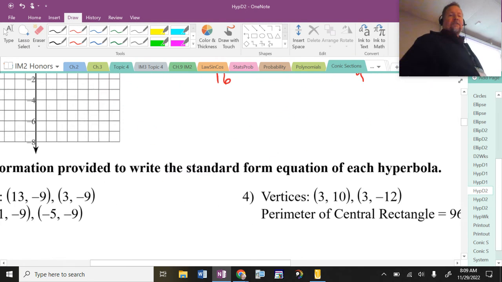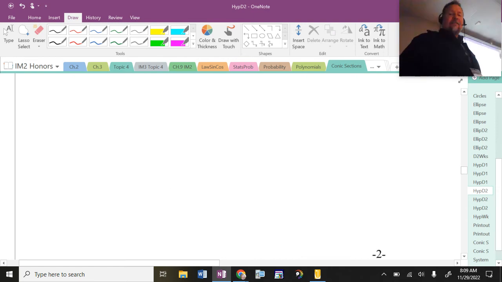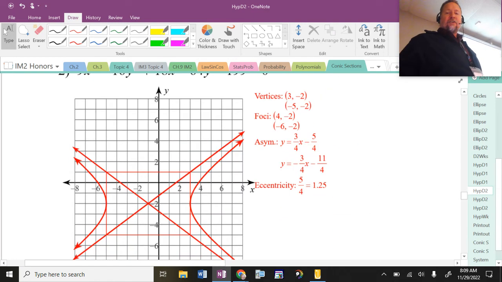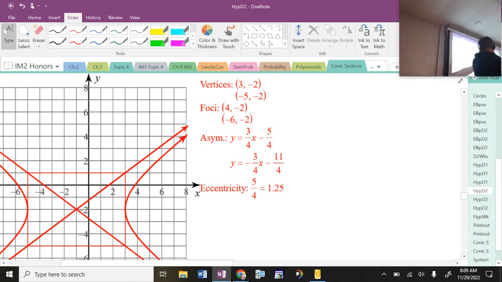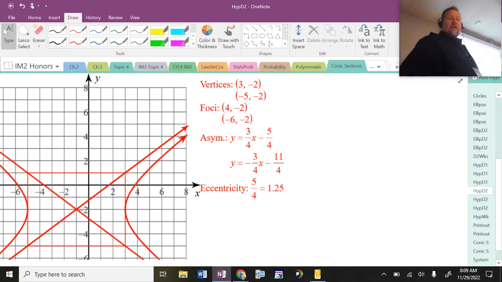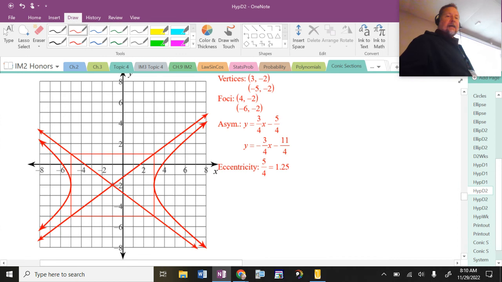from the center. So for movie purposes, I guess I could cheat and just go to the answers here and show that. Okay, so 5 right and 5 left from the center. We have that. And then the asymptotes rise 3, run 4. So you see those asymptotes. But that's what I told you.